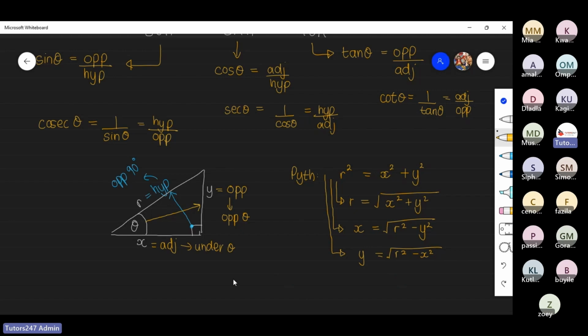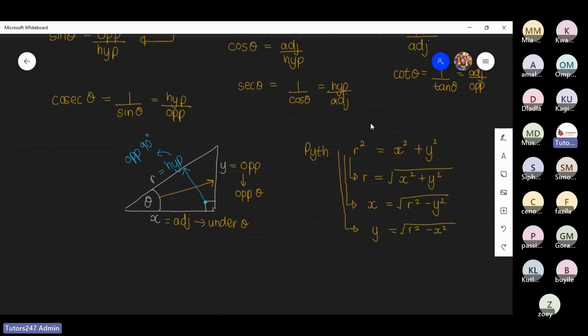How do you find your hypotenuse? It is the side opposite the 90-degree sign. How do you find the opposite? That is the one opposite theta. How do you find the adjacent? That is the side under theta. Okay, so keep that in mind. That is extremely important.